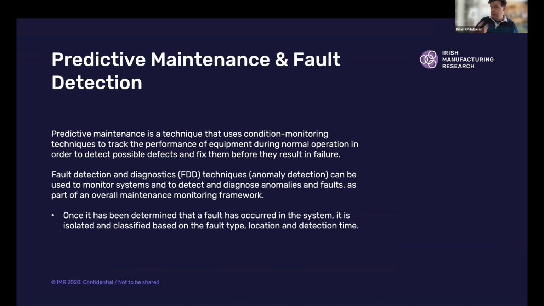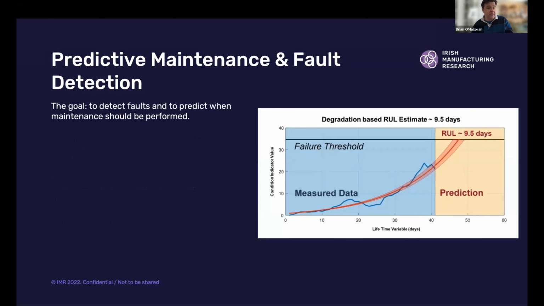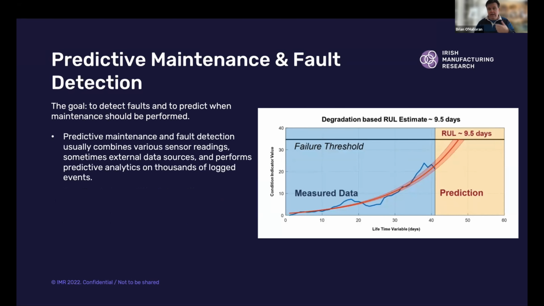Fault detection is the other side of the coin, and it's used to monitor systems and detect when faults actually occur. If a fault occurs in the system, it can be isolated and classified based upon the type of fault, the location, and the detection time as well. The goal for these is to detect faults and to predict when maintenance should actually be performed. Predictive maintenance and fault detection usually combine various sensor readings.